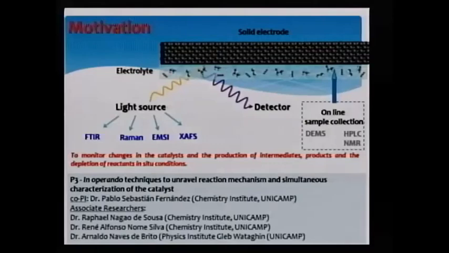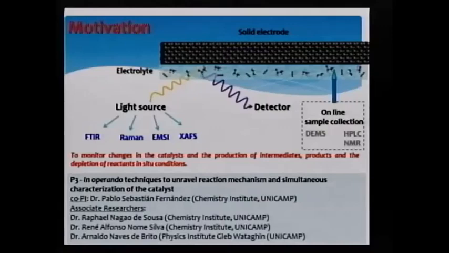So our idea is to give detailed information about the events that happen at the solution-electrode interface. So you have a solid electrode, you have a solution, and then you have molecules, reactants that are converted into intermediates and into products. So we use different techniques. In general, you have a light source, you shine it on the electrode-solution interface, so the electromagnetic waves will interact with the molecules and with the electrode, and will be reflected. There are several configurations. And then you will detect the light coming out after the interaction with the molecules and the interface of the electrode. So using light with different frequencies, we can perform FTIR and Raman.